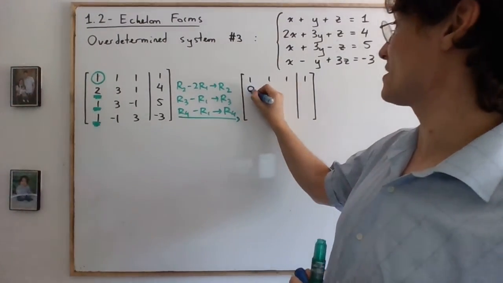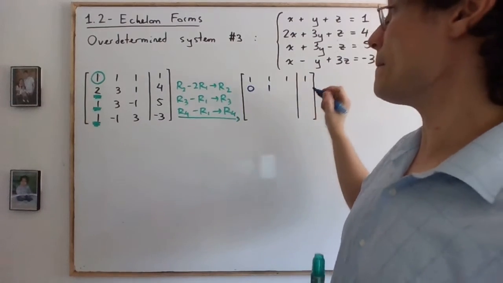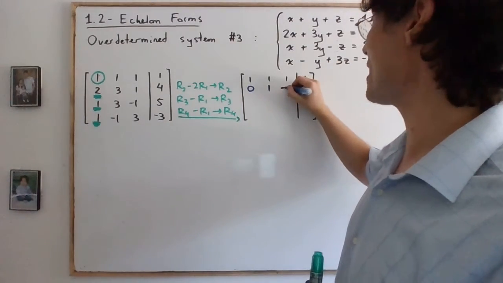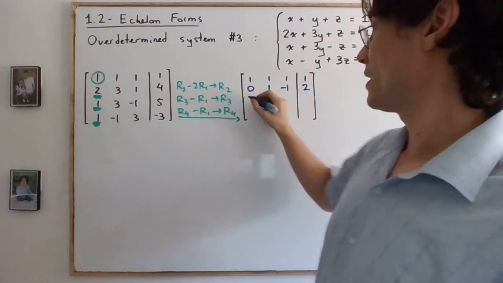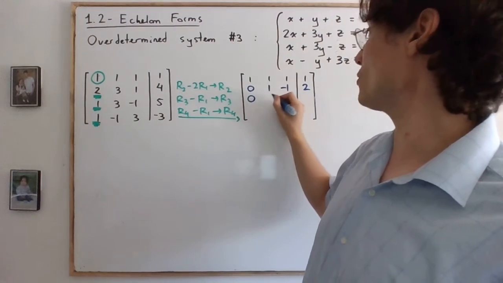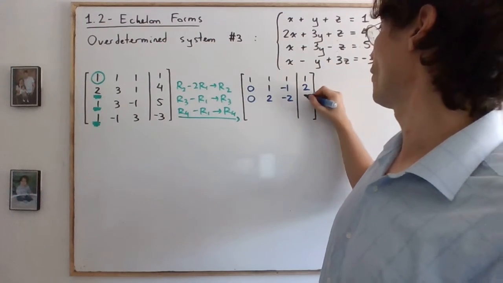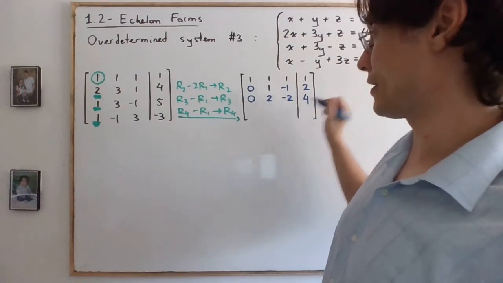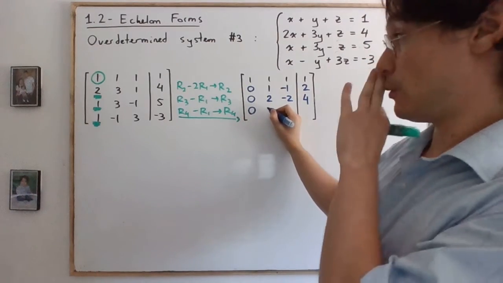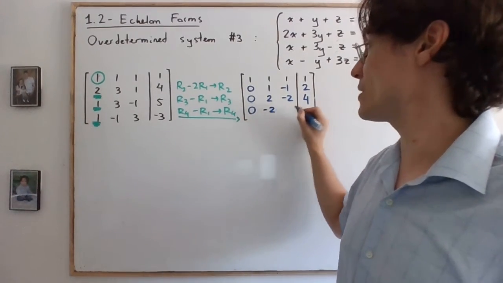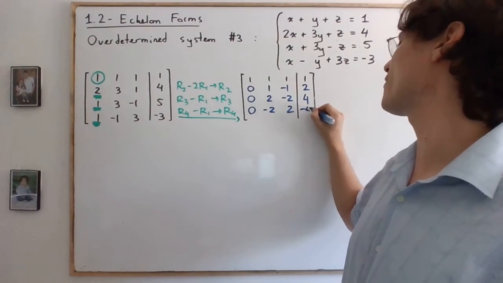So this becomes 0, 1, 1 minus 2, so negative 1. 4 minus 2, that's 2. And we have here 0, 3 minus 1, 2, negative 2. And we have 4, there you go. And finally 0. Here we have negative 2. 3 minus 2, that's 2. And negative 3 minus 1 is negative 4.